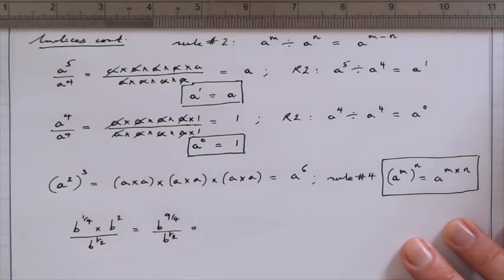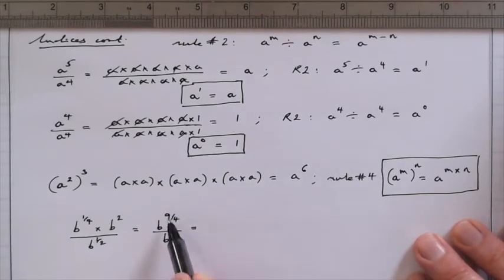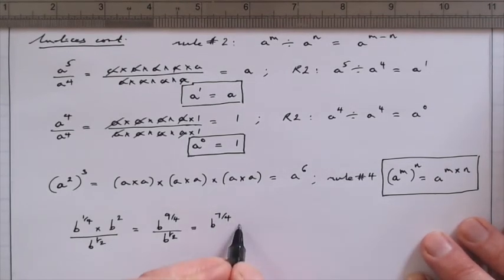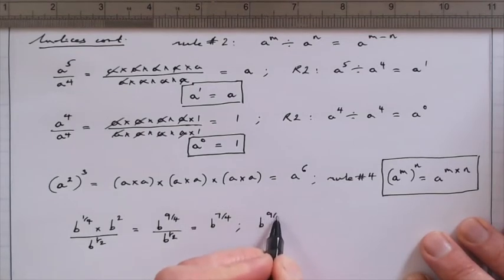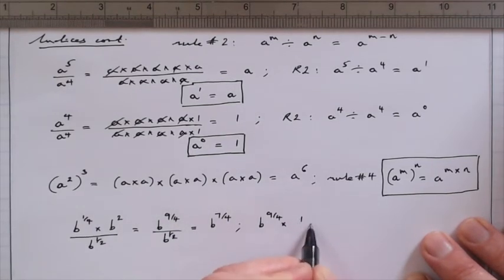Now I have a choice how to proceed here. I can invoke rule 2, which tells me what to do if I'm dividing quantities. It tells me that I have to subtract this index from that one. So I would have b to the 9/4 take away 1/2. Now 1/2 is 2/4, so that would be 7/4. Alternatively, I could invoke rule number 3, and I could say, well, this is really b to the 9/4 multiplied by 1 over b to the 1/2.